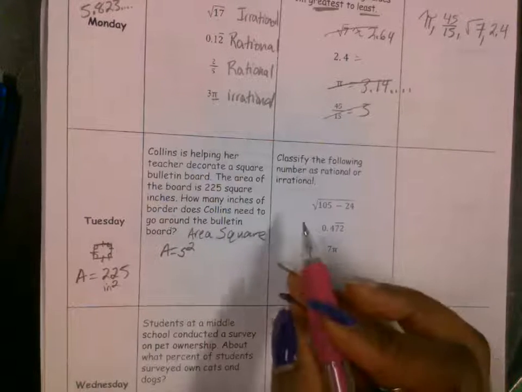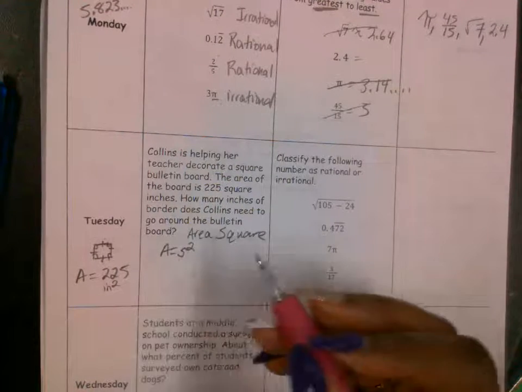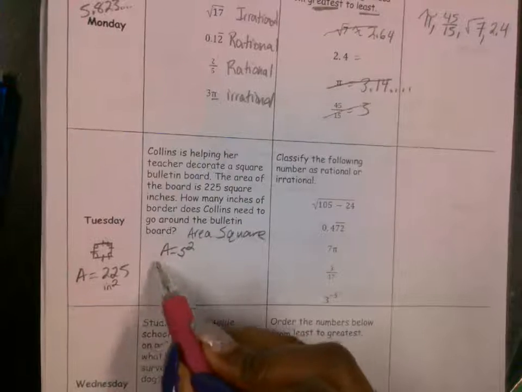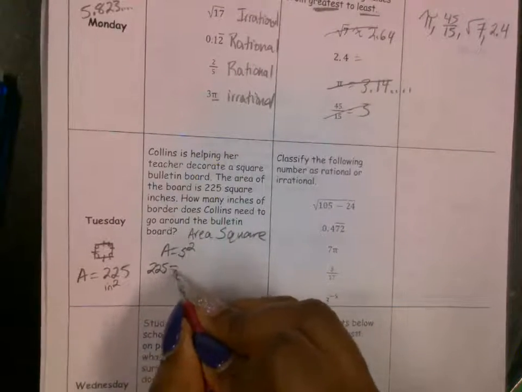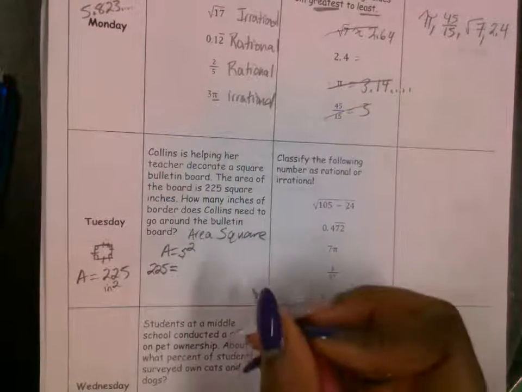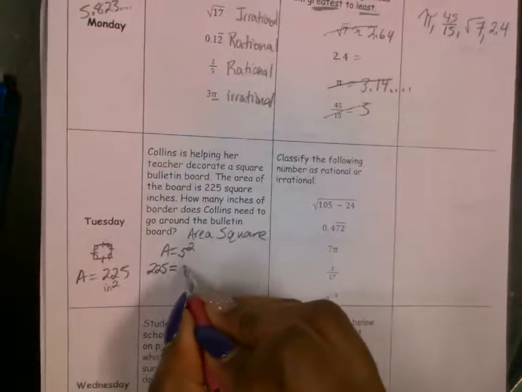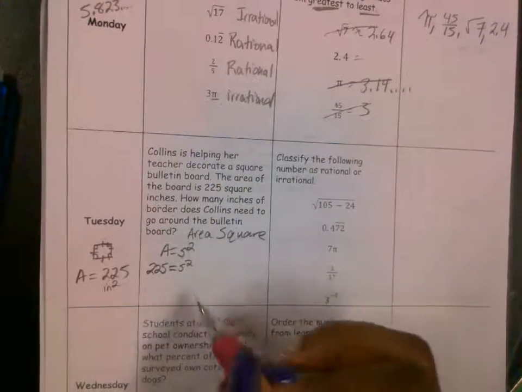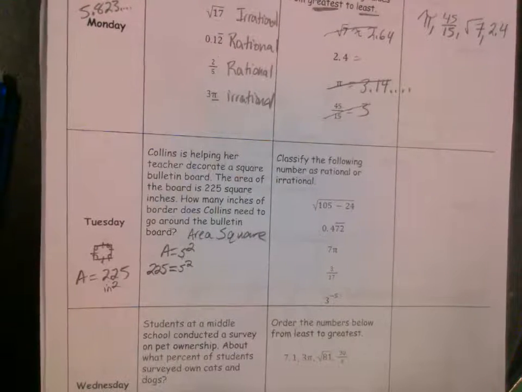So it's S squared. This is an S. Might look like a 5, but this is an S. So we're going to substitute A, because we know what the area is, for 225. Please listen because we're going to be getting into this in this next unit. So this is S to the second power. The opposite of squaring a number, like the opposite of addition is subtraction, the opposite of subtraction is addition, the opposite of multiplication is division.